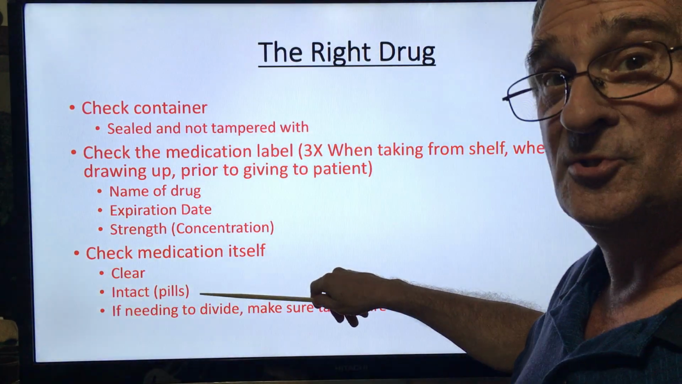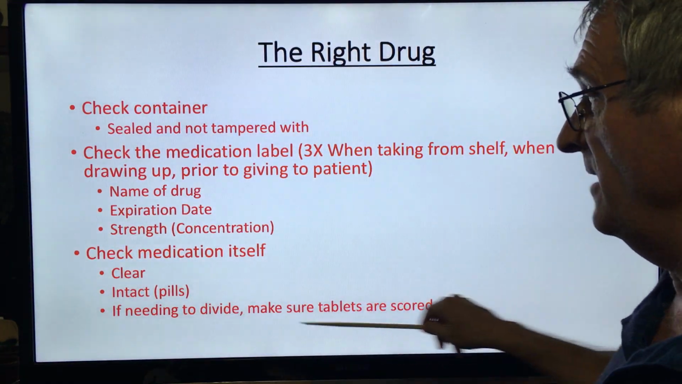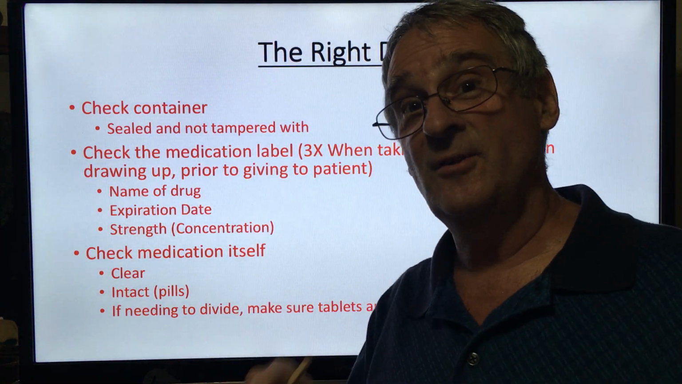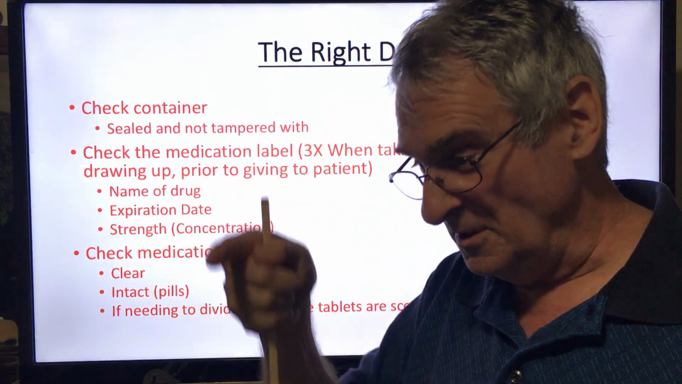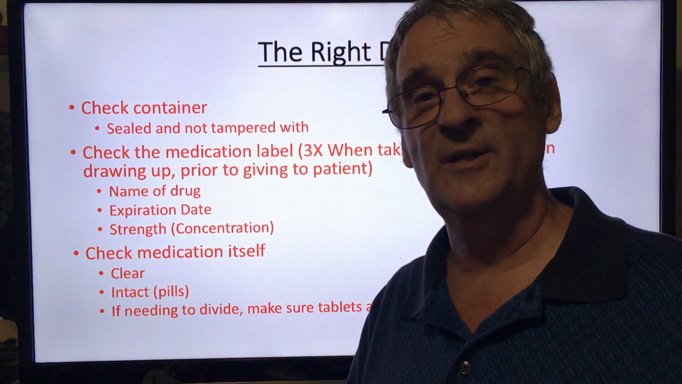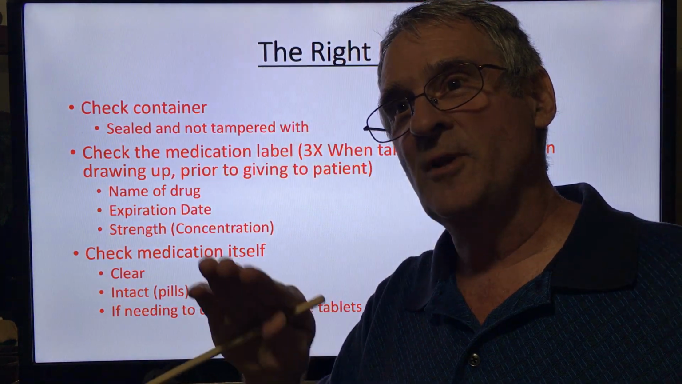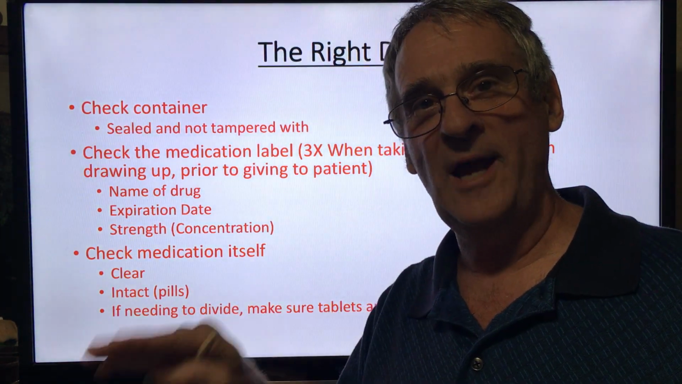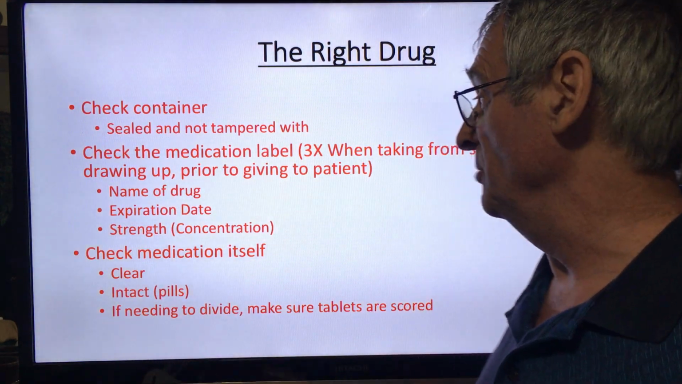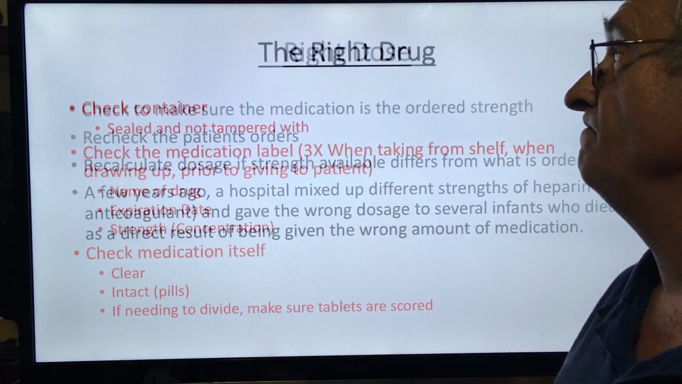If it's pills or capsules, they should be intact. And here's the thing, if you need to divide a tablet to give the correct amount, the only tablets we can divide are ones which are scored. They have a little groove down the middle of them that allows us to split that tablet into two parts. If we don't have a medication that allows us to do that, that means that we either need to round up or round down to the nearest whole tablet. So you need to get with the physician again and see exactly what he wants to do in that regard. But you can't divide unscored tablets.